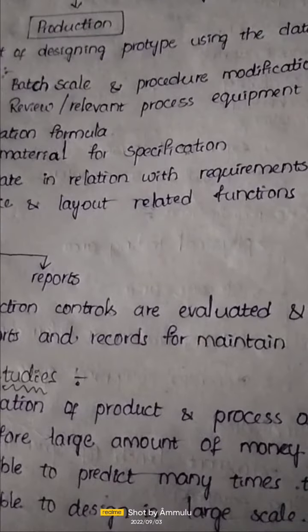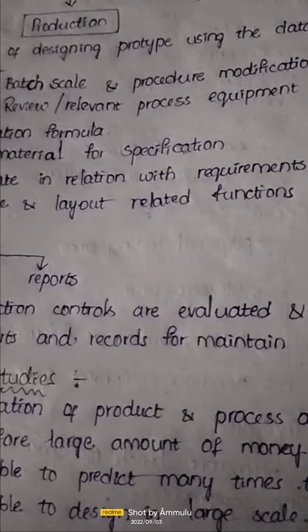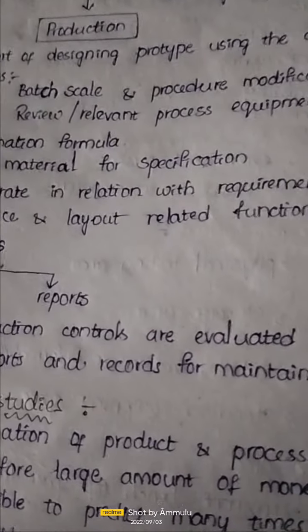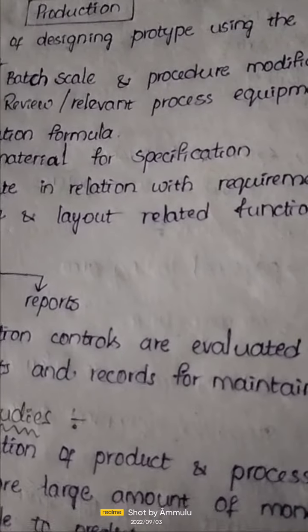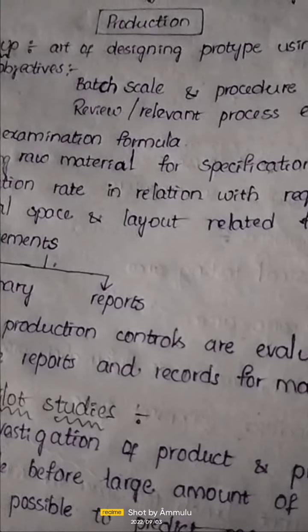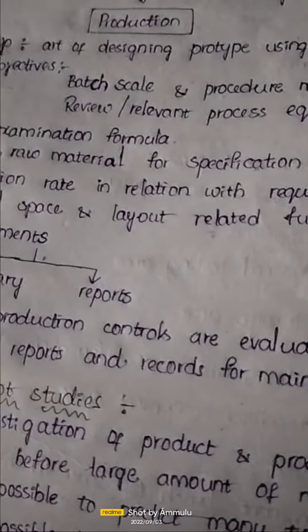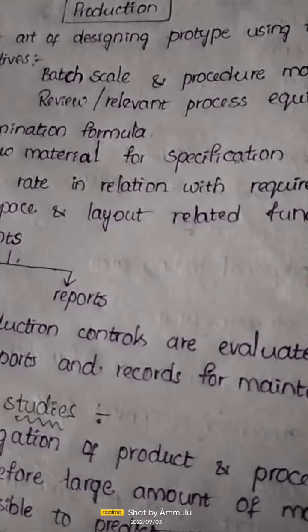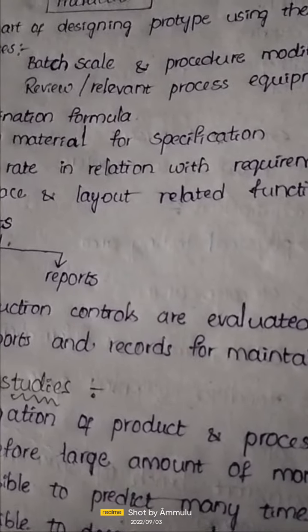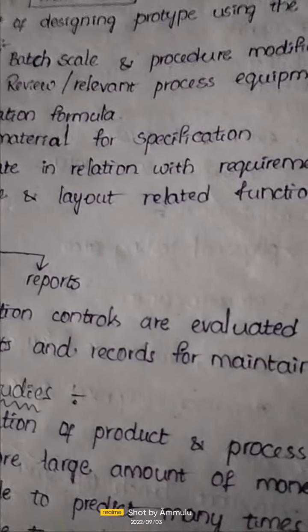Okay, here some appropriate reports and records will be maintained by good manufacturing practice to produce quality material and quantitative material. They follow some rules and regulations which will be presented in the records and reports. Each and every step and each and every process will be recorded and reported in that work record.